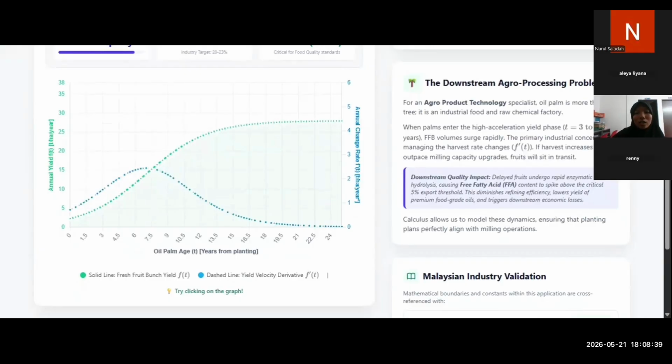Harvested crops are highly perishable. Fresh fruit bunches must be processed quickly to avoid a spike in free fatty acids, which degrades oil quality. The function of this module is bottleneck optimization. It balances the unpredictable daily harvest volume coming from the upstream plantation with the rigid operational constraints and capacities of the milling facilities, preventing logistical deadlocks and minimizing product spoilage.